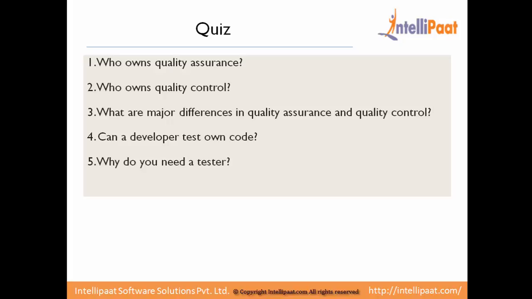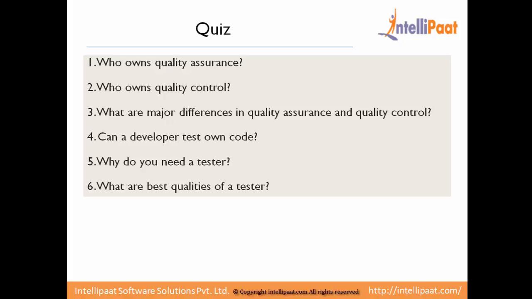Why do you need a tester? Again, remind yourselves of the banking transaction where the store owner was swiping the debit card and the payment was going through even if the customer did not have any balance. Imagine if there was no tester, if there was no software testing, then these types of software glitches and issues would definitely occur.